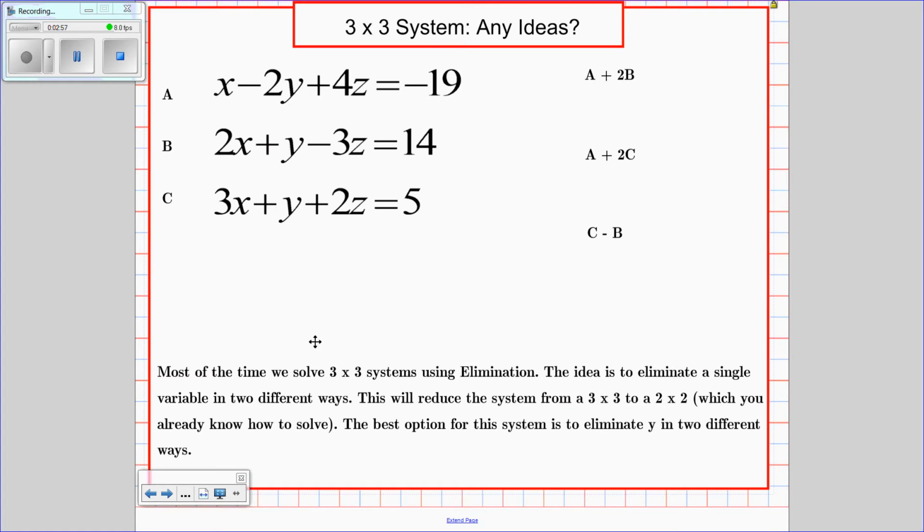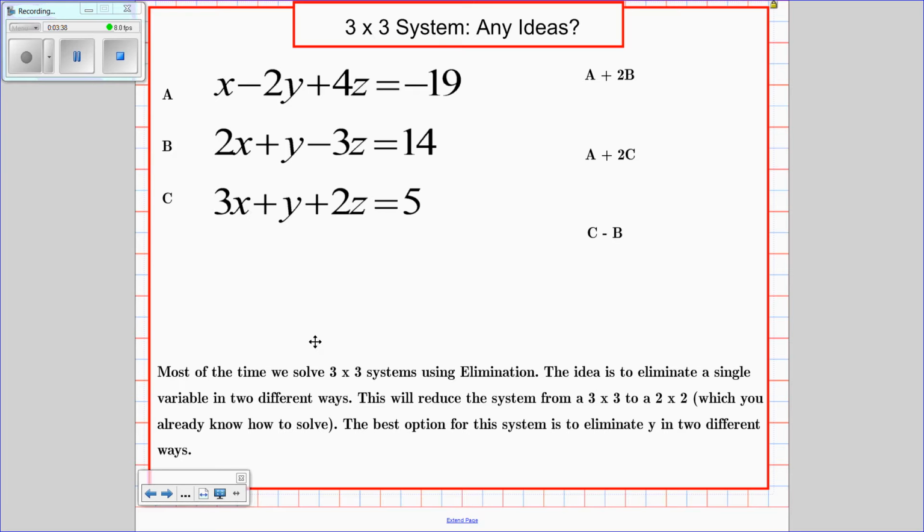So now we're going to learn how to solve a 3x3 system of equations. Most of the time, when we solve a 3x3 system, we use elimination. The idea is to eliminate a single variable in 2 different ways. This will reduce the system from a 3x3 to a 2x2. You already know how to solve a 2x2 system of equations. The best option for this system is to eliminate y in 2 different ways. The reason it is easier to eliminate y is because y has the simplest coefficients.